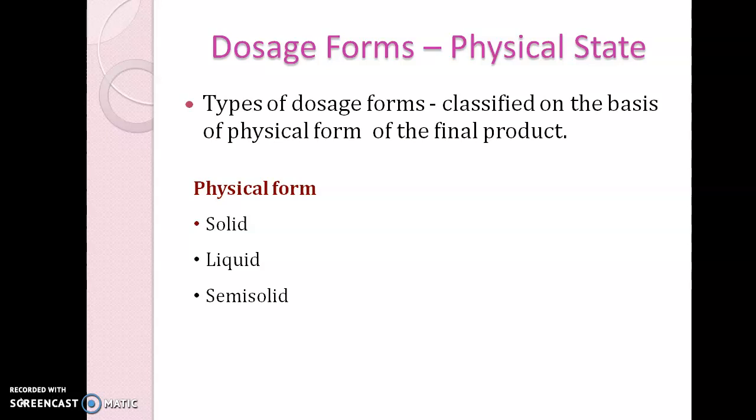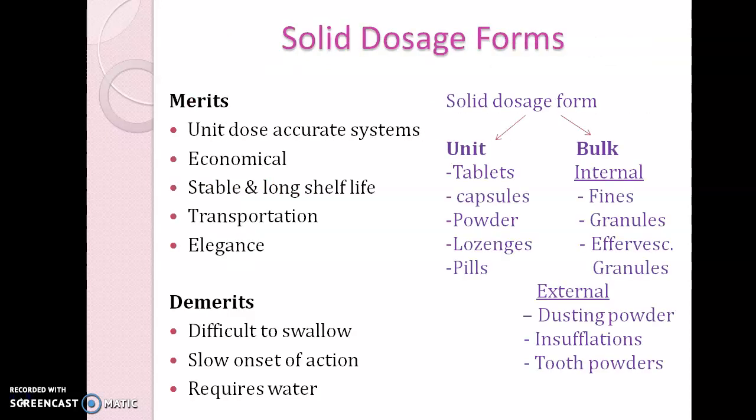Dosage forms can be classified into solid dosage forms, liquid dosage forms, semi-solid dosage forms, and gaseous dosage forms. Let's discuss solid dosage forms. Solid dosage forms have various advantages: we can take them as unit dose accurate systems. They are economical, so a large quantity of dosage form can be produced with less amount. Due to their physicochemical stability and solid nature, they are more stable and have a long shelf life, are easy to transport from one place to another, and due to their definite size and shapes, they have good elegance properties.